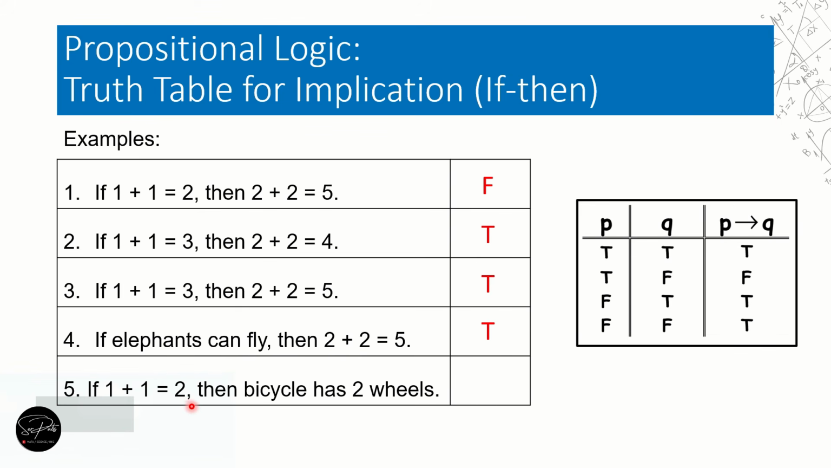If 1 plus 1 equals 2, then bicycle has 2 wheels. So, tama yung 1 plus 1 equals 2. Yung bicycle naman meron dalawang gulong, tama din. So, ang mangyayari dito, we have true and true. So, the if-then statement will be true. So, ganun mag-apply ng truth table. So, kailangan meron tayong truth table.